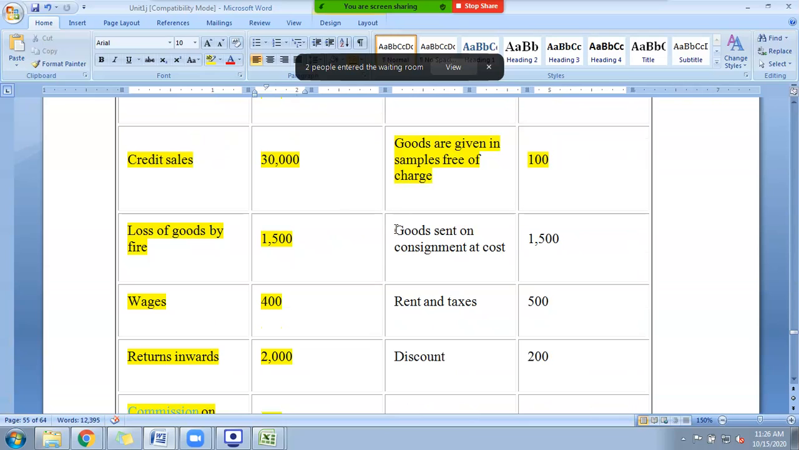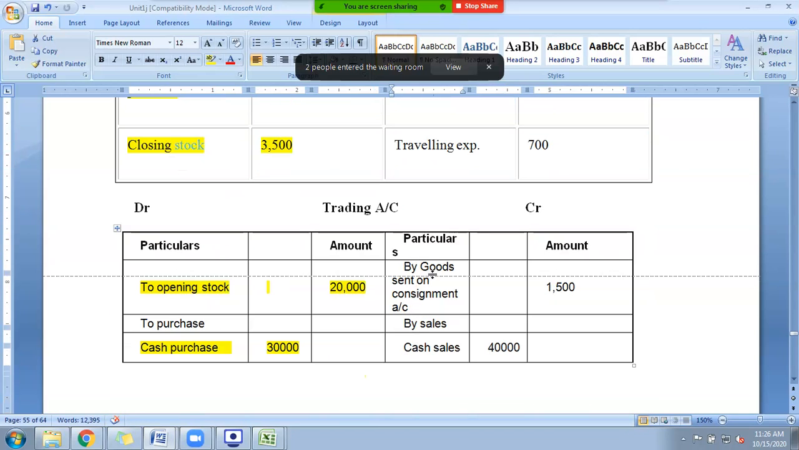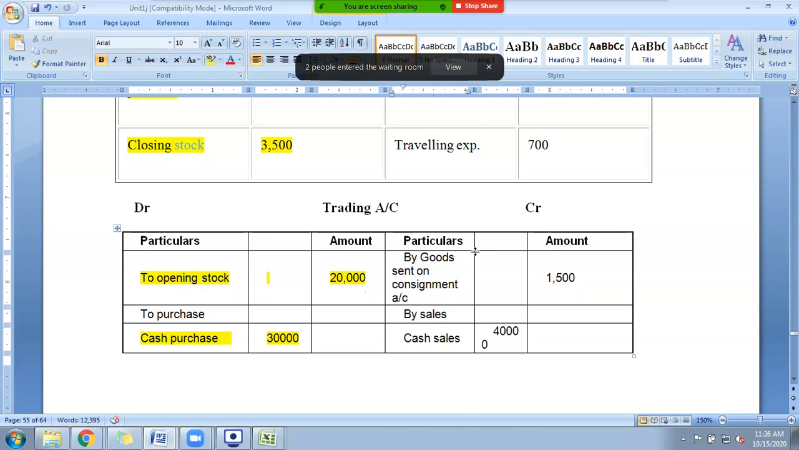Then goods sent on consignment at cost. So some goods you sent at cost. You didn't sell it for profit, but you sent it at cost. That is no profit, no loss scenario. You sent it to somebody. Maybe it's your friend's company, you are helping him. In that case.